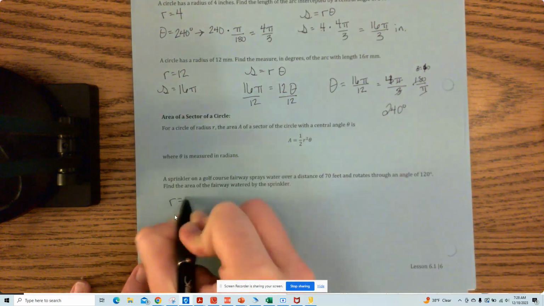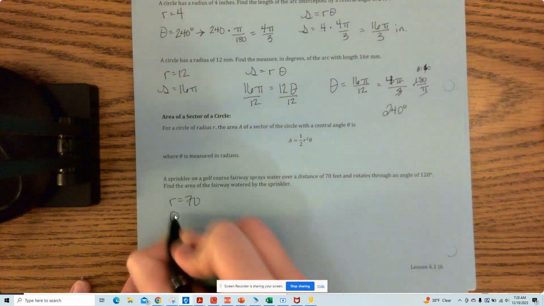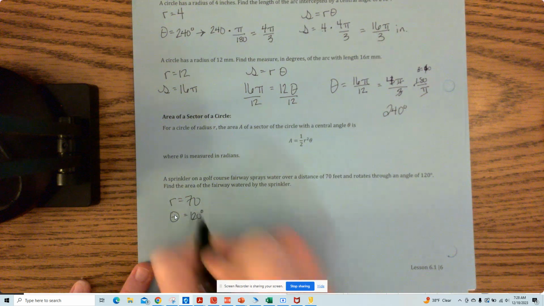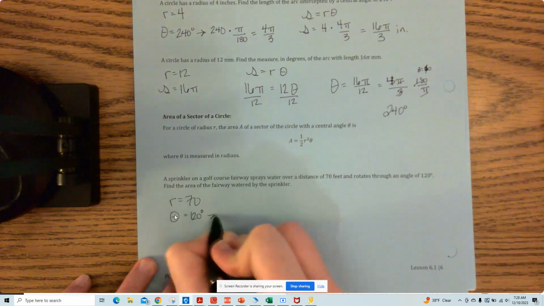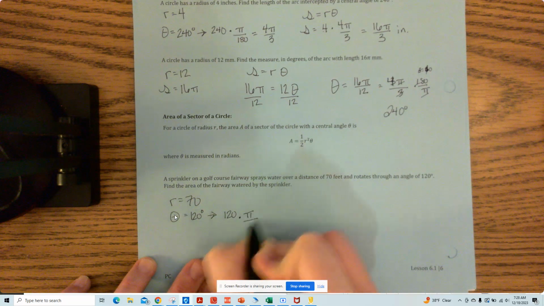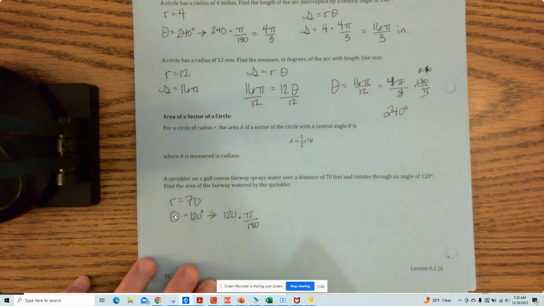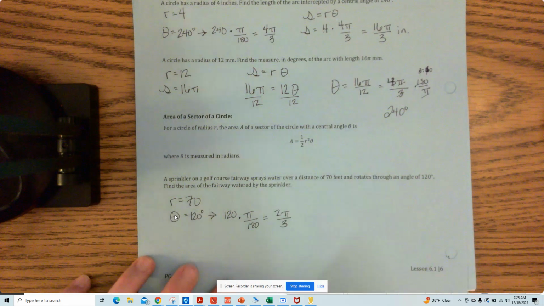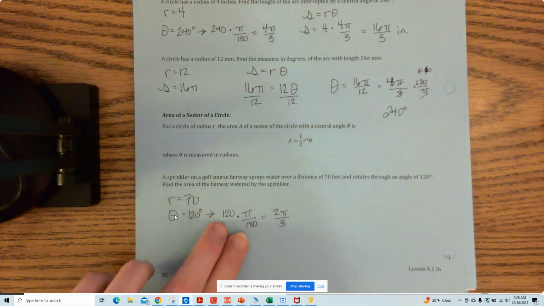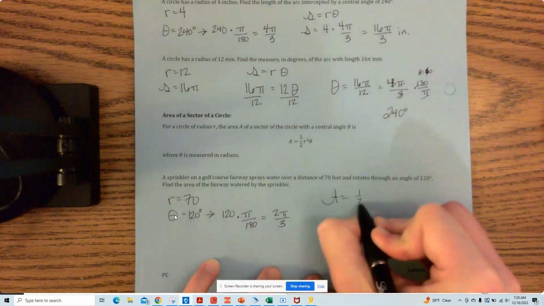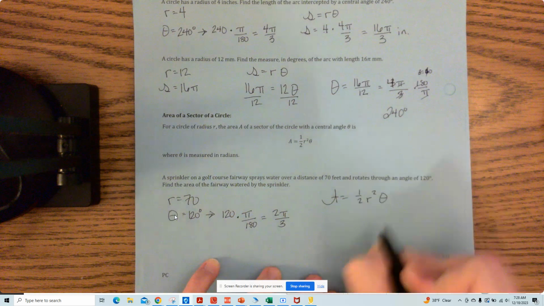So the radius is going to be 70. The angle is going to be 120 degrees. But again, we need to convert that. 120 times pi over 180 is going to equal 2 pi over 3. Okay. You've got to be able to simplify these fractions down. Okay. A equals 1/2 r squared theta.